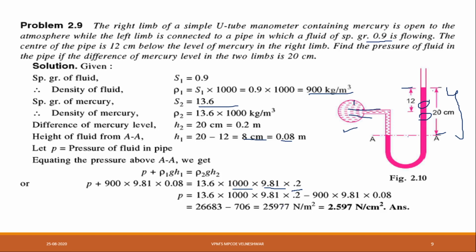Okay. Now similarly, find the pressure P. P is equal to 13.6 into 1000 into 9.81 into 0.2 minus 900 into 9.81 into 0.08. Now by calculating this, I am getting 25977 Newton per meter square. Generally, if all dimensions are in centimeter, find this also in centimeter. That is 2.597 Newton per centimeter square.